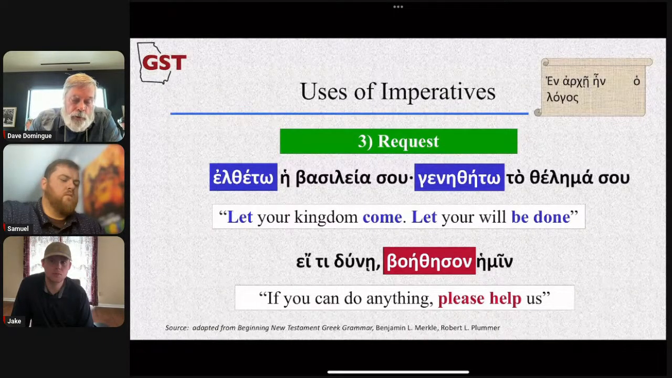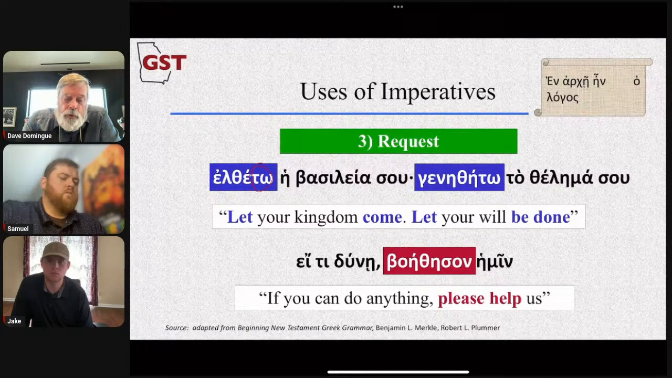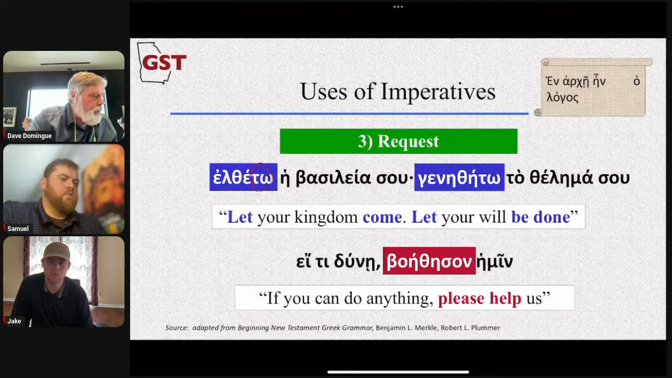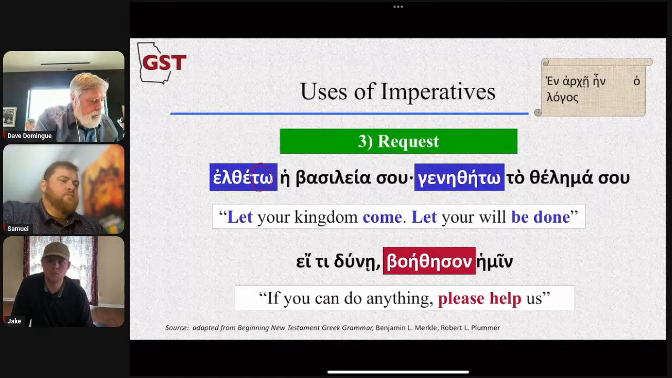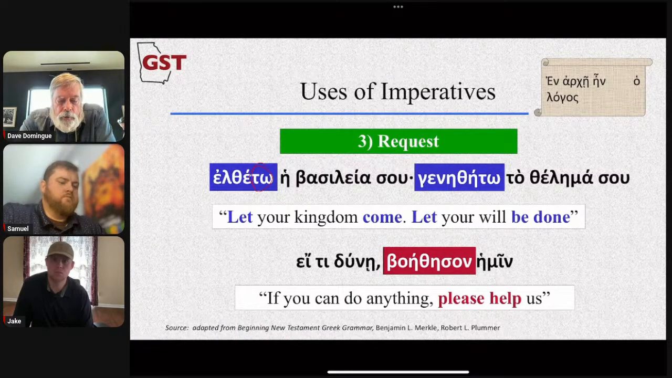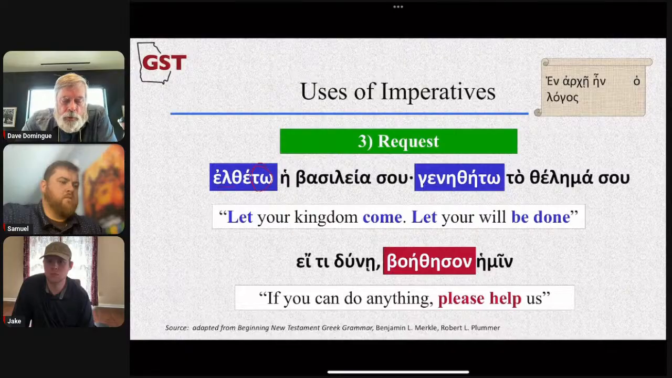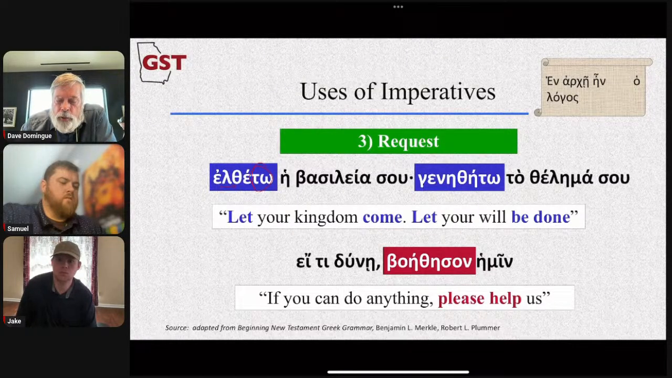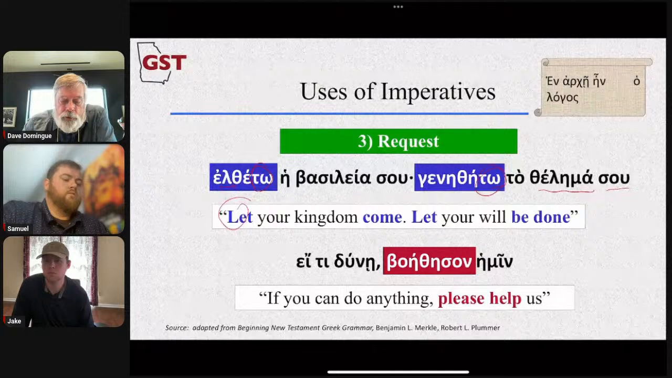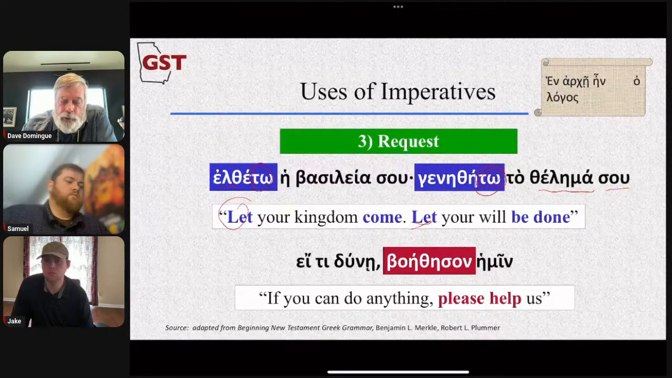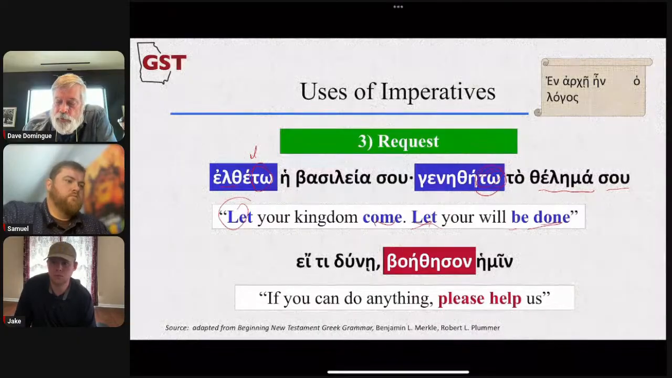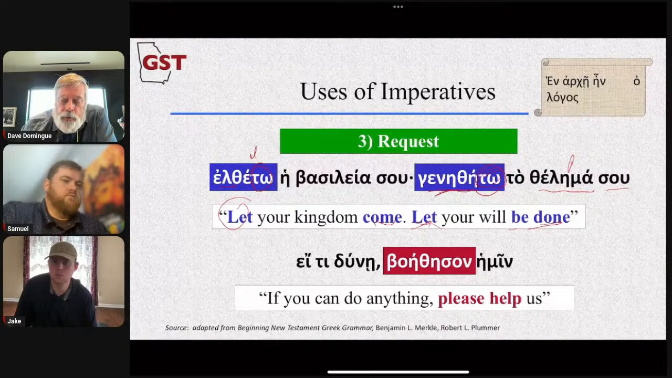Here's our third person singular, from erchomai, elthetō, and hē basileia sou, genēthētō, there's our tō again, to thelēma sou. Let your kingdom come, let your will be done, from ginomai, and there's your "will be done."